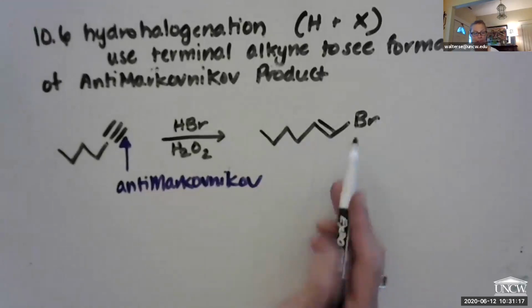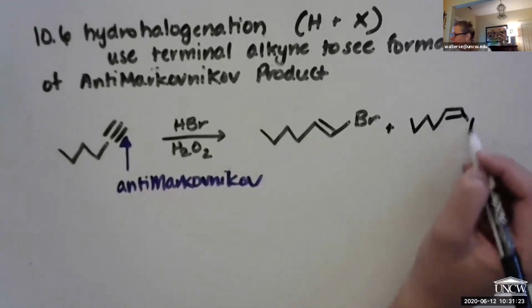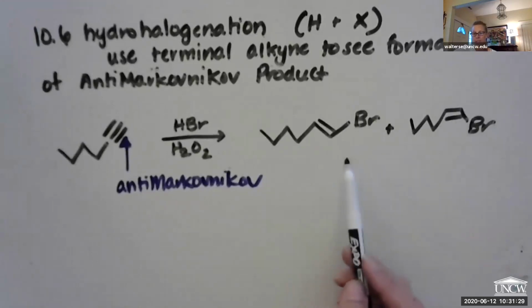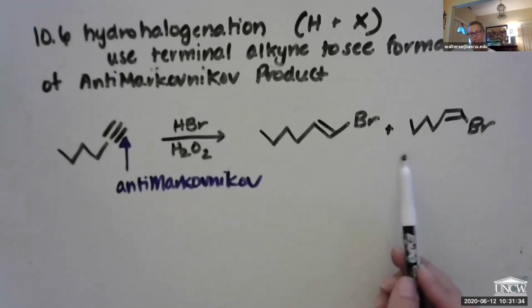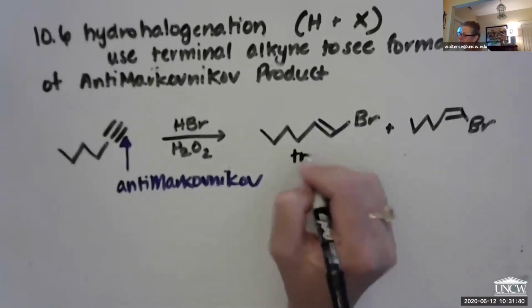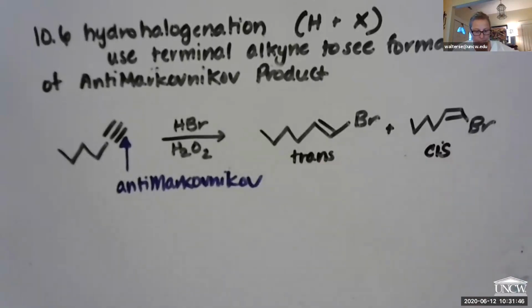Now the trans product is not the only product you make. You will also see formation of the cis product. Okay, these have different polarities, and so they would be able to be separated. So they're geometric isomers. So this is the trans and this is the cis. And there's no mechanism details that you need for that reaction.